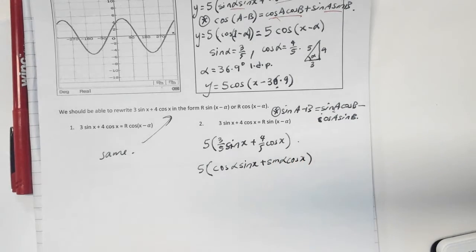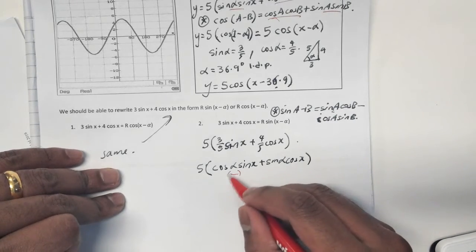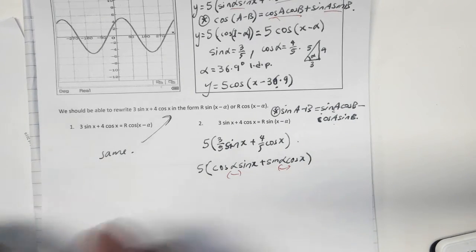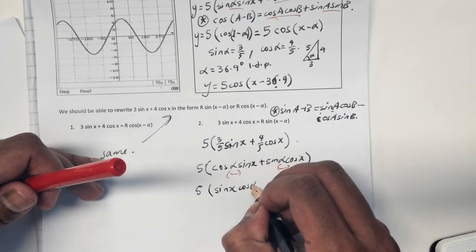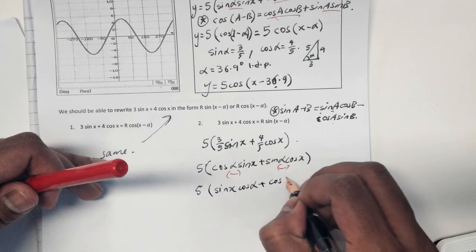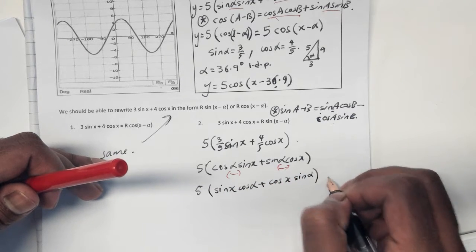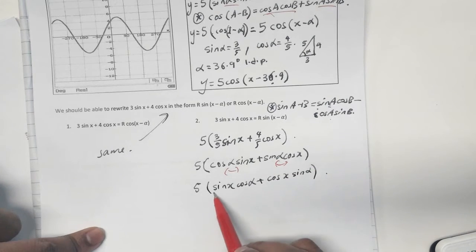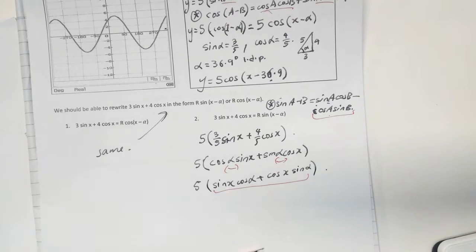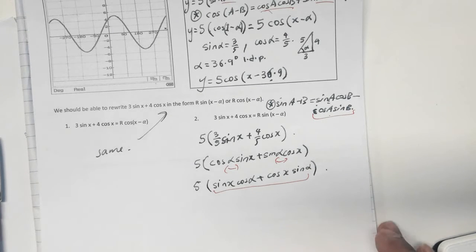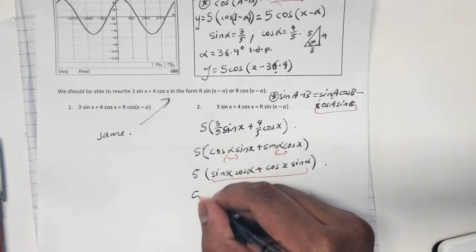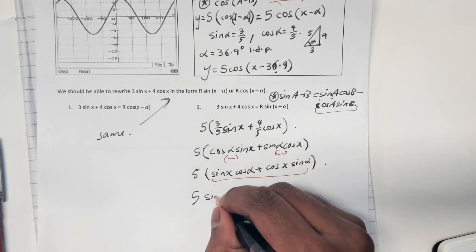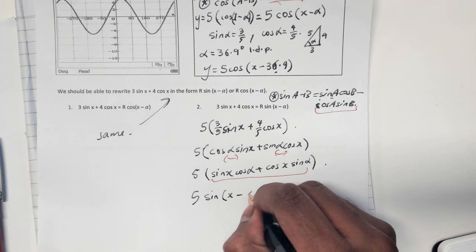Cos x. So what I'll do is I'll flip these around so it looks like that one there. So I have sine x cos alpha plus cos x sine alpha. See how this now looks like that? With me? Alright, so now I can go ahead and change this into sine x take alpha.